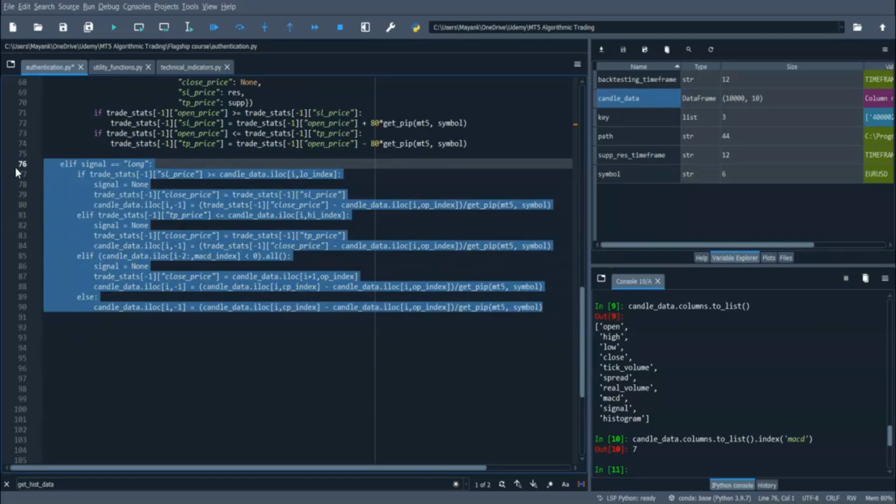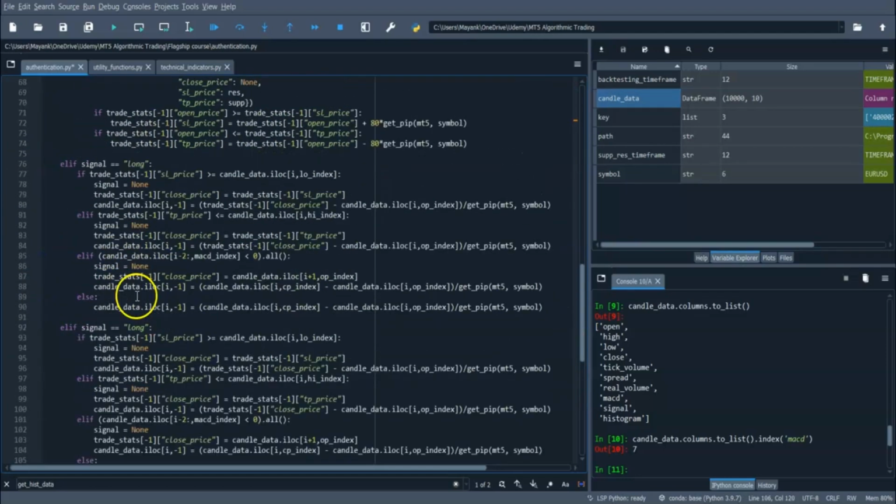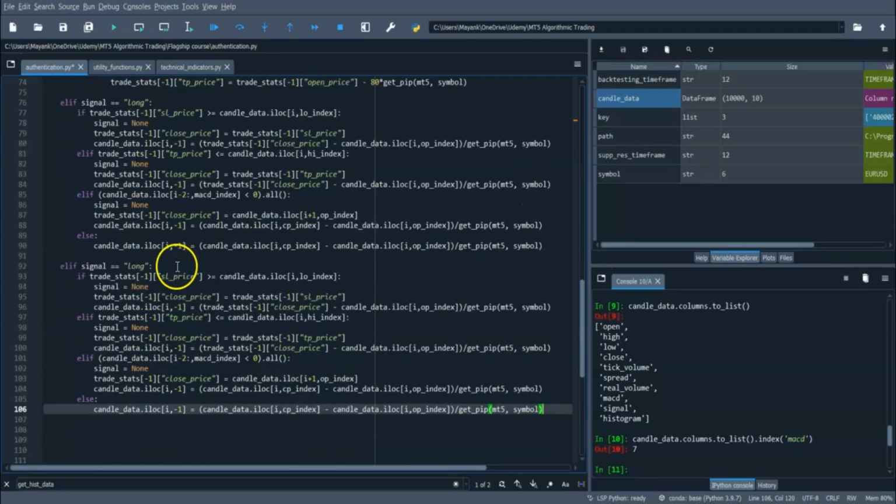Let me copy this and then let me paste this code block here and then try to tweak these logics for if signal is short. If the stop loss price is less than equal to the high index, close price would be same as the stop loss price, so this line doesn't have to be changed.